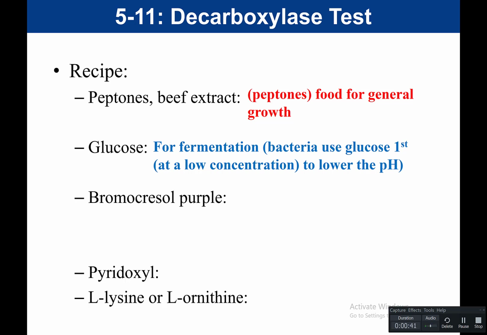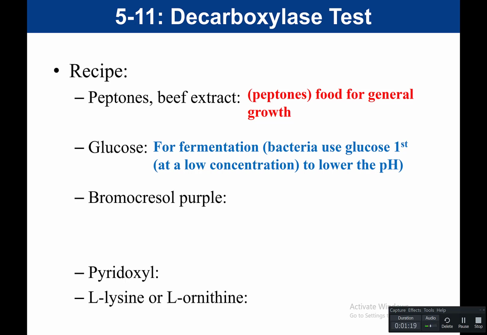And the reason is that we want the bacteria to utilize the glucose first because when bacteria metabolize sugars, remember that the products are going to be acids. Those acids are going to lower the pH. In order for decarboxylation to occur, there needs to be a low pH. So the glucose is there basically to allow bacteria to ferment the glucose. That will help drop the pH or decrease the pH, which can then allow decarboxylation to occur. So that's why we have glucose in the media.